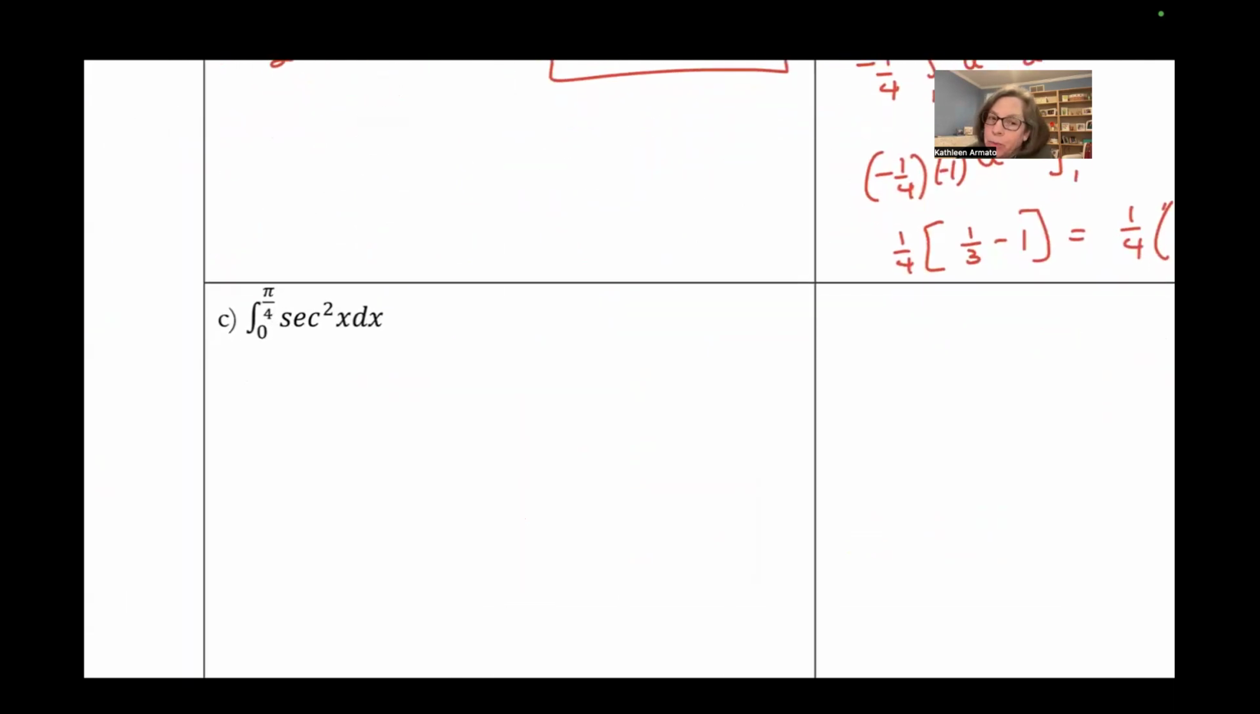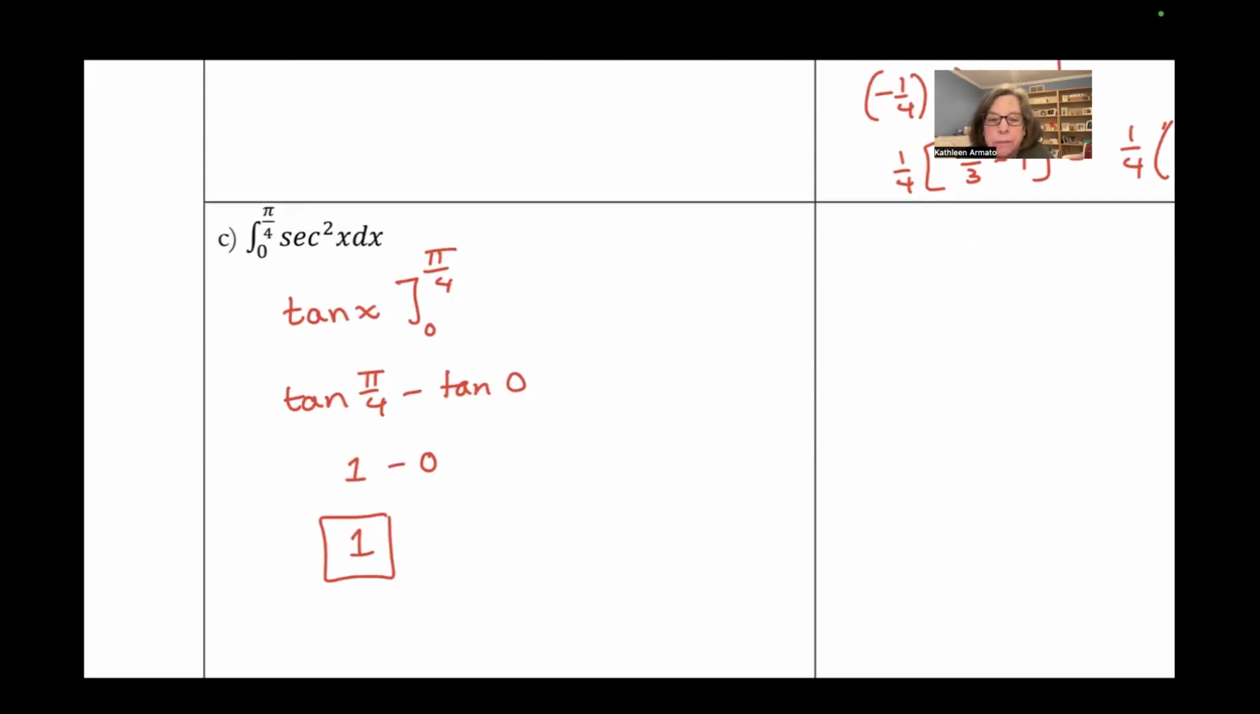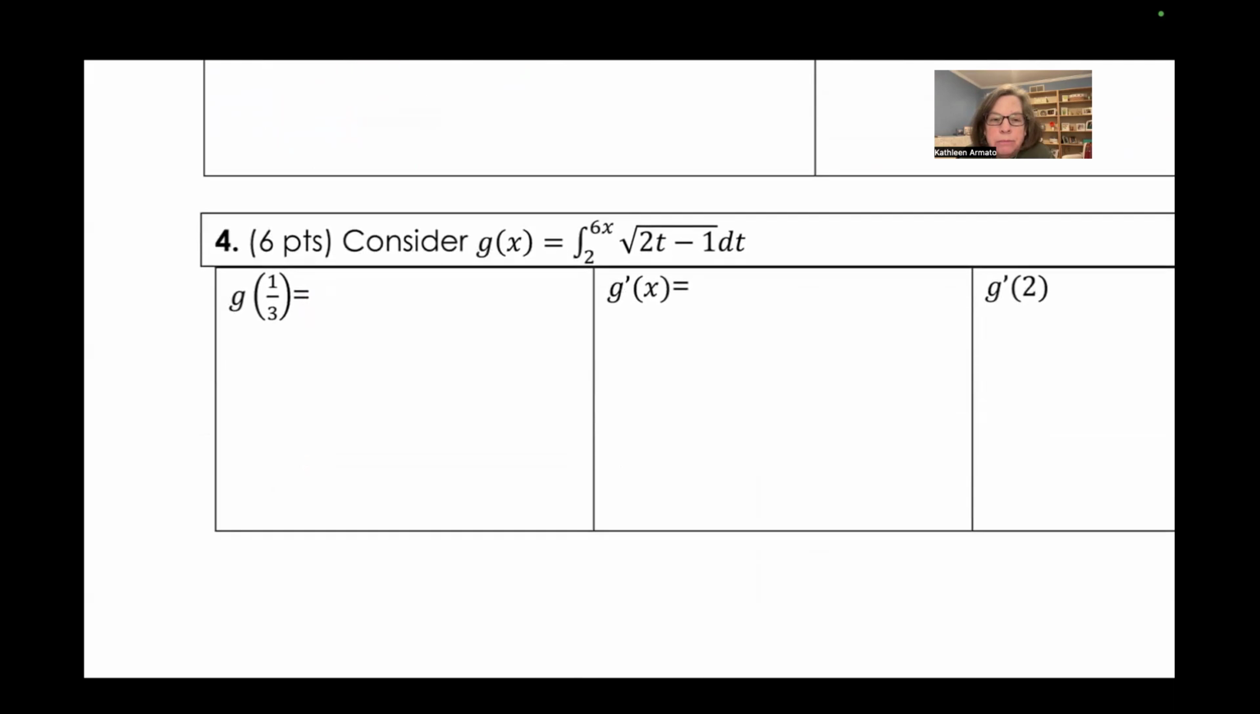Hey guys, this one you did not need to use substitution for. The integral of secant squared is just tangent x. So you did need to know a little unit circle here. Tangent of pi over 4 is 1. Tangent of 0 is 0. Your answer is 1. All right. Folks, this was lesson 5.8, which a fair number of people seem to forget about.